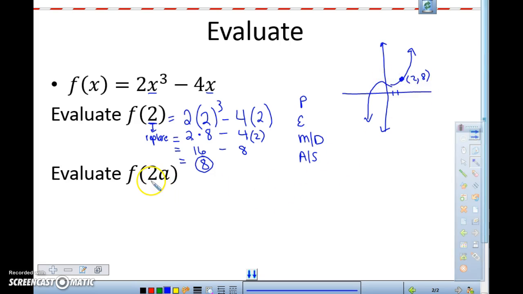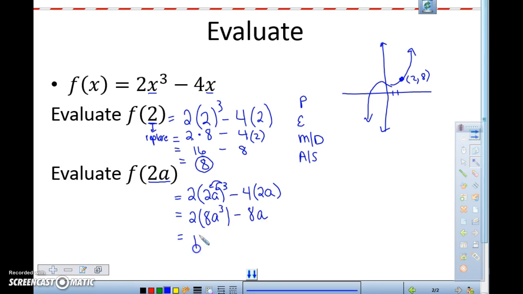All right, they can also ask us to evaluate for an expression. So now we're going to replace all the x's with 2a. So it would look like 2 times 2a cubed minus 4 times 2a. Again, we use order of operations. So 2 times 2a cubed. So this kind of gets distributed in there. So 2 cubed is 8, a cubed, minus 8a.